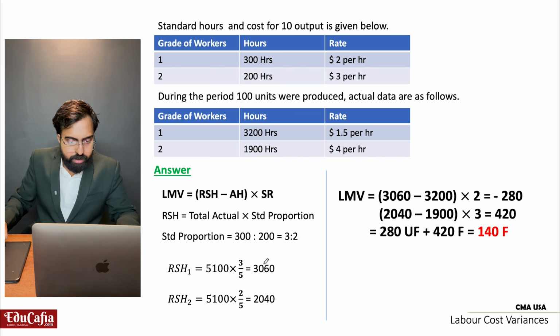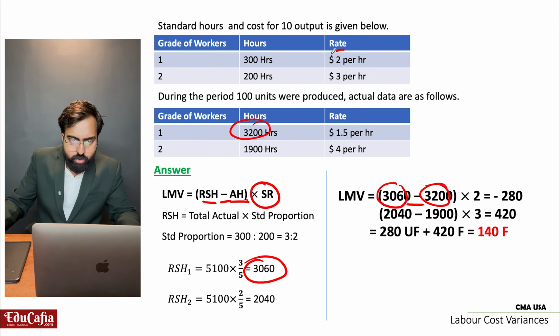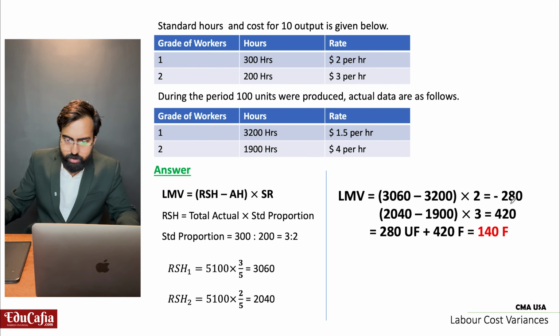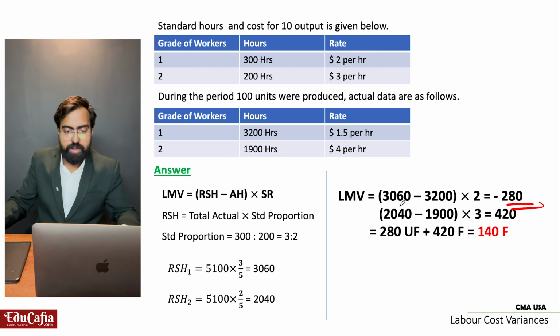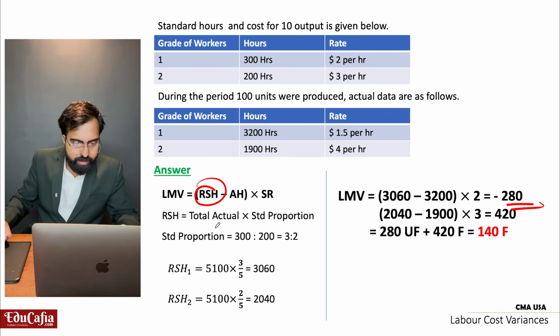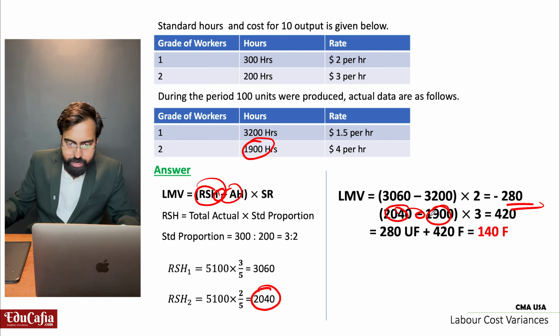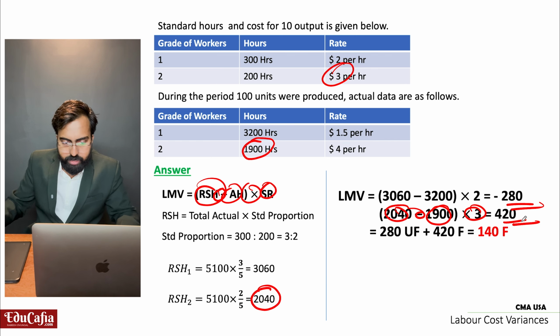First labor: RSH is 3060, RSH minus AH, the actual hour, 3200. What is the standard rate? $2. That is equal to minus $280, unfavorable. Next, RSH 2014 minus actual hours 1900, into standard rate $3, that is 420.